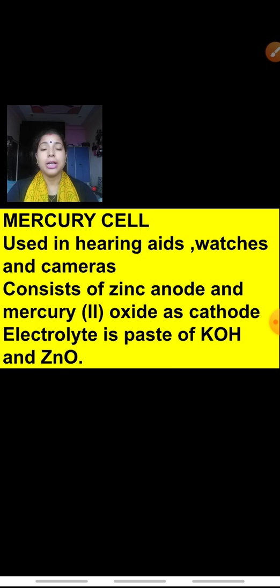You have to remember. Now, mercury cell, it consists of zinc anode and mercuric oxide as cathode. And the electrolyte used here is potassium hydroxide and zinc oxide. Diagram I am not showing to you. You have to remember, it is in the shape of a button, a small round button, and it consists of zinc anode, mercuric oxide as cathode, and the electrolytes used here are potassium hydroxide and zinc oxide.